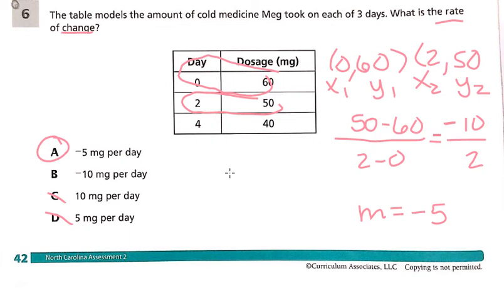Now remember, if you had your calculator, you could take these, plug them into L1, take these, plug them into L2, hit stat, arrow over to calc, go to 4 and hit enter, and it would give you a slope of negative 5. But remember, you know how to do all this stuff, and that is what is so great.